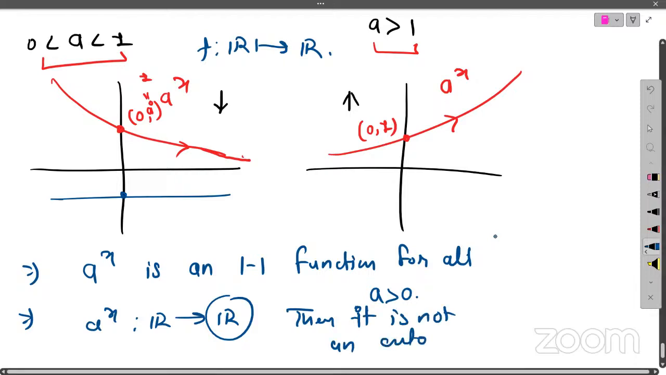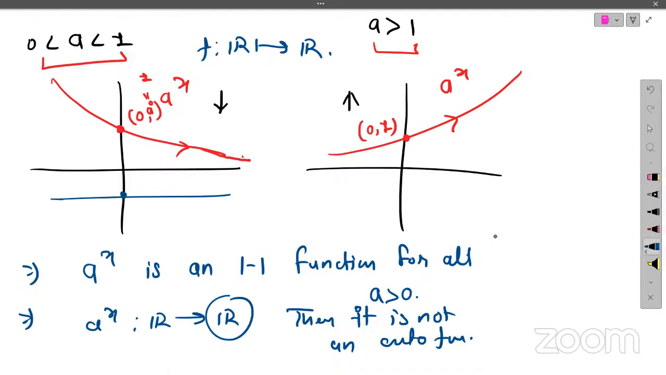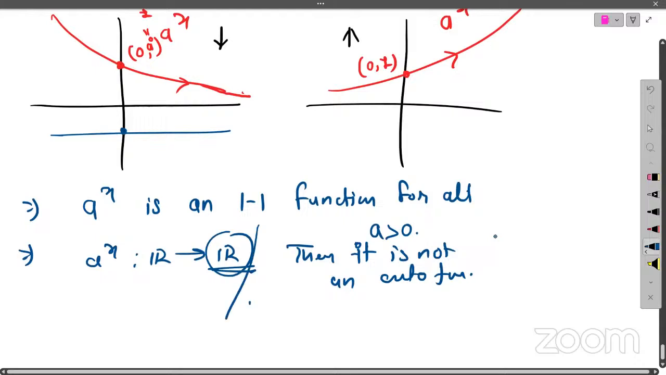No, because it is not an onto function for the whole set of real numbers. If you restrict your codomain to be R plus, then it will become an onto function, because then we are restricting our codomain to be equal to the range. So in general, a to the power x is not an onto function if we define it from real numbers to real numbers. Is that fine? If we restrict the codomain to all positive real numbers, then the range equals the codomain.